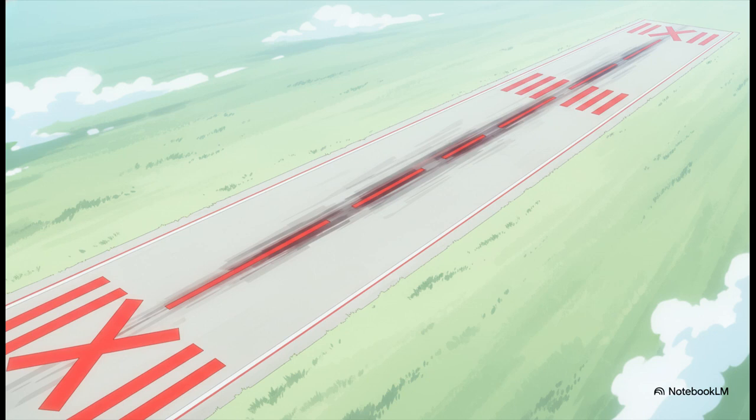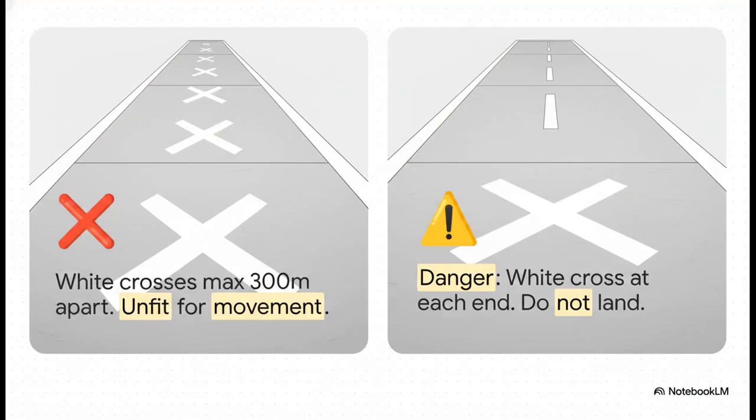Which brings us to danger and closed runways. The crucial skill here is instantly recognizing when a runway, or even just a piece of it, is totally off limits. Let's look at how that danger is communicated from the ground up to your cockpit. You've got to pay very close attention to spacing here. If you spot white crosses spaced no more than 300 meters apart along the runway, that specific section is unserviceable. It's unfit for movement. But if you just see a single white cross positioned at the extreme ends of the runway, right over the numbers, that means landing on that runway is highly dangerous. It's a subtle visual difference, but operationally, it's a massive deal for your safety.